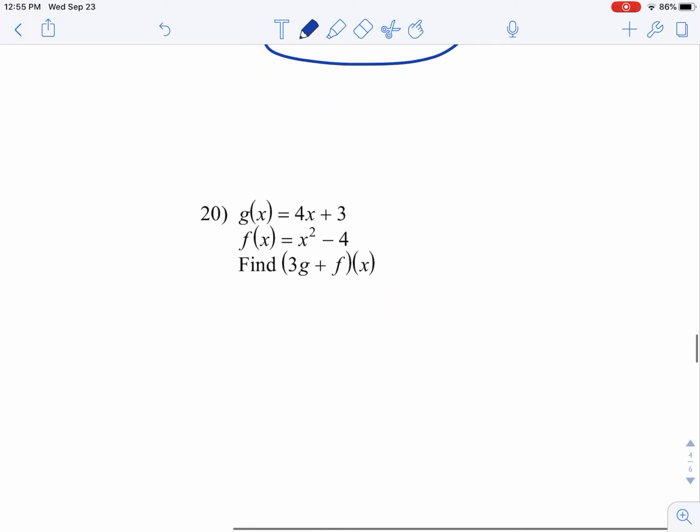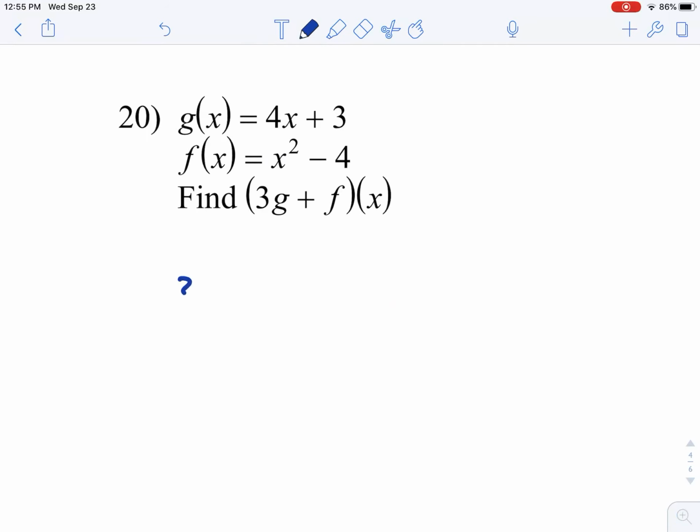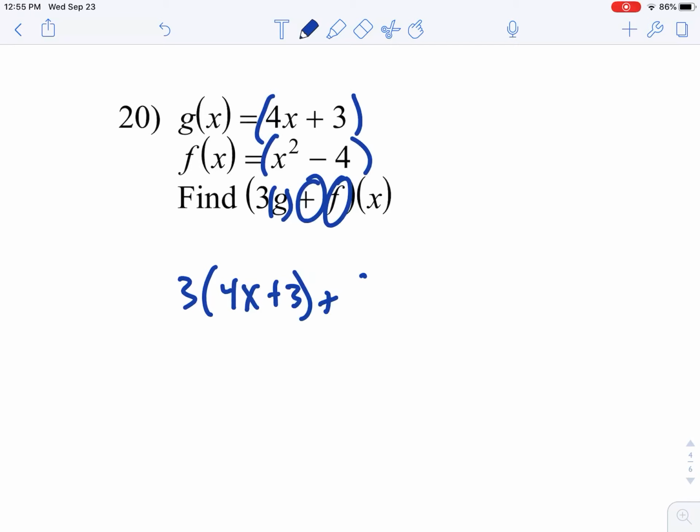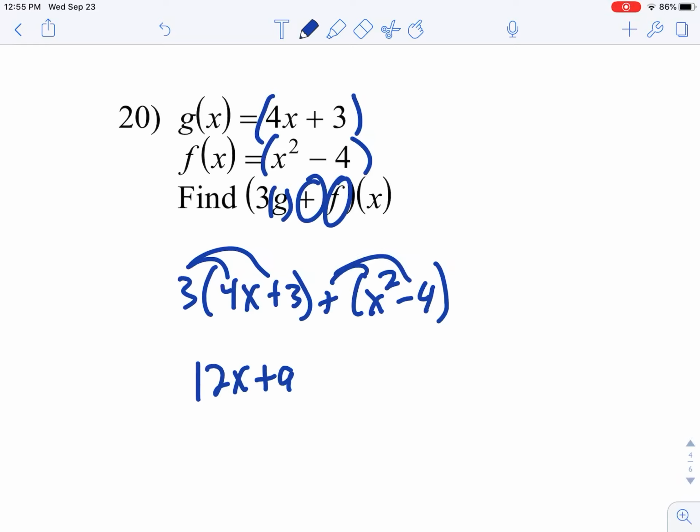And number 20, same idea, just multiple steps. 3 multiplied by g, so 4x plus 3, added to f, which is x squared minus 4. If I distribute this 3, I get 12x plus 9. Here, there's nothing to distribute. I guess you could say you distribute a plus sign, but you get plus x squared minus 4. I mean, it doesn't change anything.